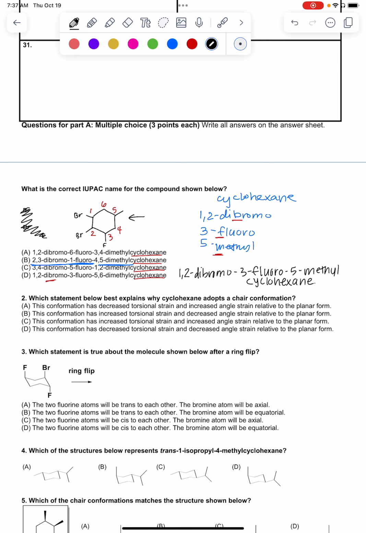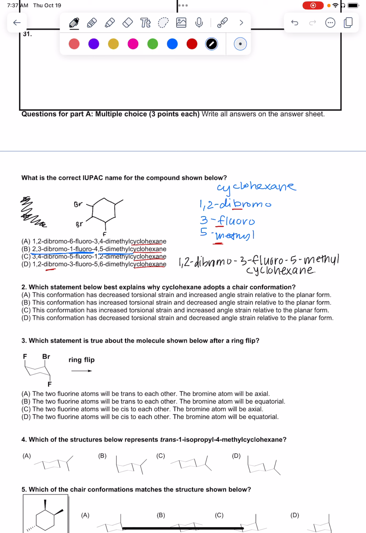And that's just to give you an example of something he could possibly throw at you on this makeup quiz. It may not be exactly this. It could be a little bit different than this. But just be comfortable with figuring out where you start your numbering. Making sure you can identify that starting at this group, the fluorine, is going to give you lower substituent numbers than if you start from methyl. And then always remember, if you have a tie when you're numbering, pick the one with the higher alphabetical priority. So the answer for this one was B.